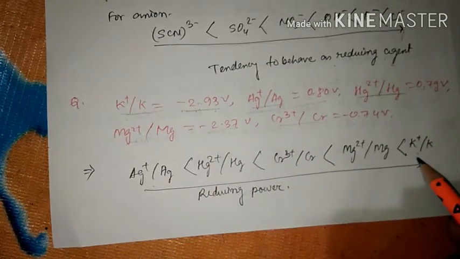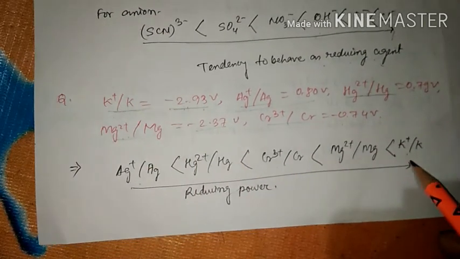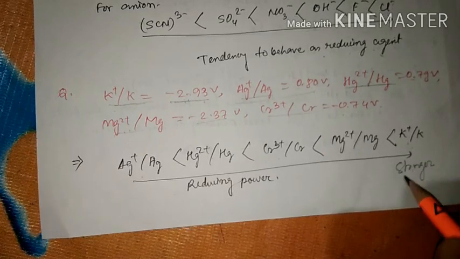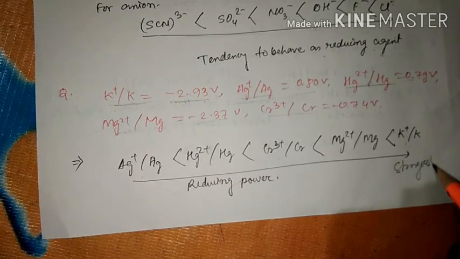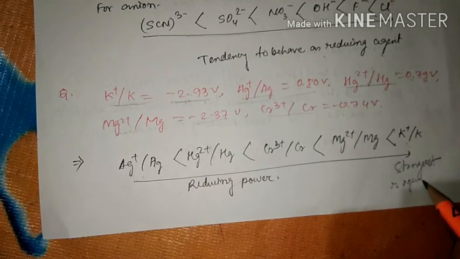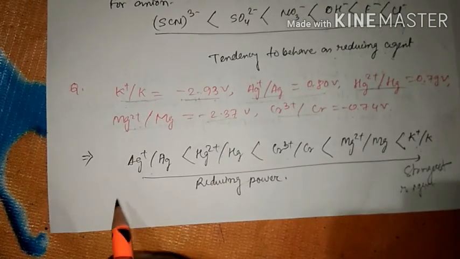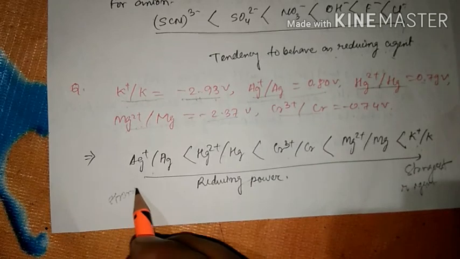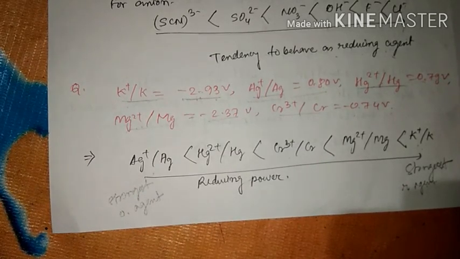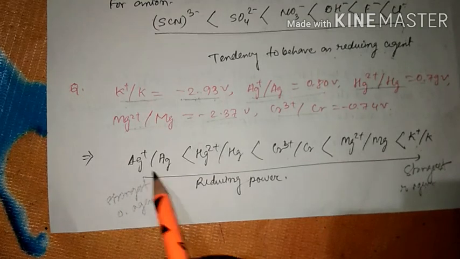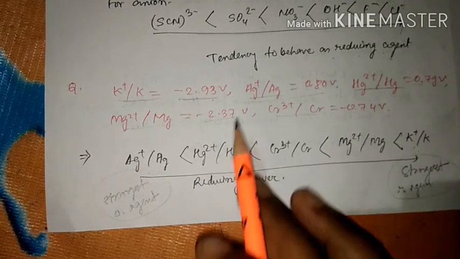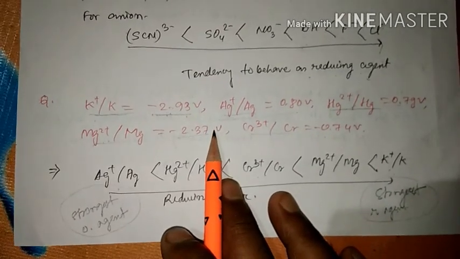That means for this particular series, this one is the strongest reducing agent. Okay, but this one is the strongest oxidizing agent, because it has the large positive value, while the other has the large negative value. Okay, thank you.